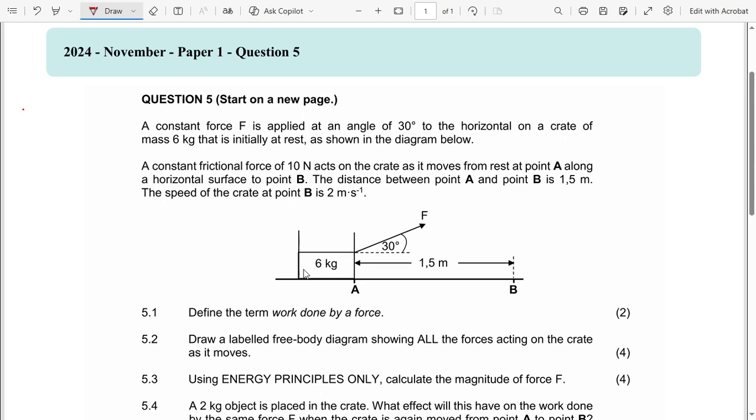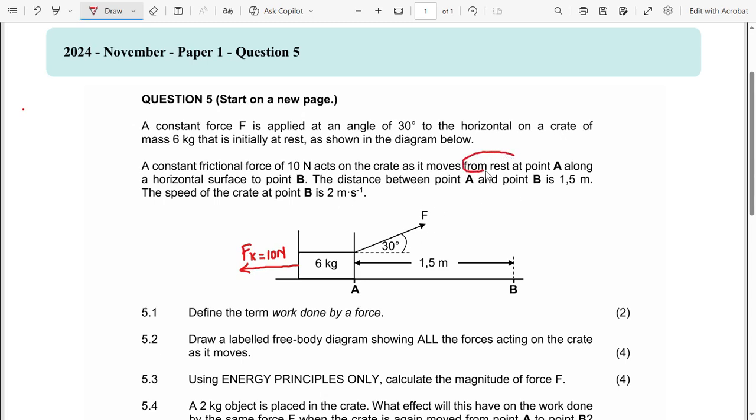Okay, so I'm just going to include that on my diagram just to see how it looks. If the force is moving to the right, this is where my Fk will go, and they say the frictional force is 10 newtons. Now they say that the distance between point A and B is 1.5 meters. The speed of the crate at point B is 2 meters per second. Guys, let's work on this.